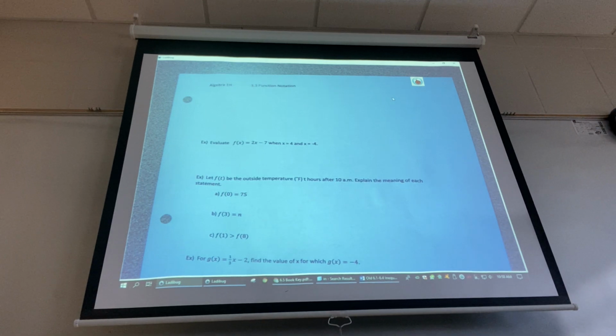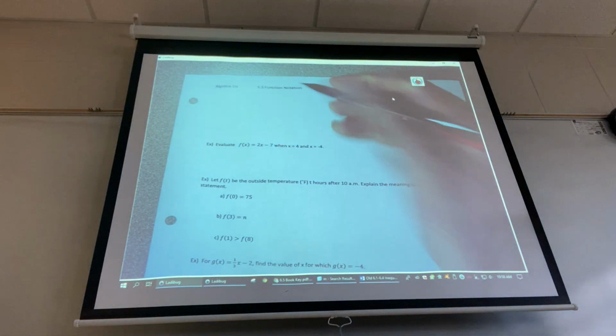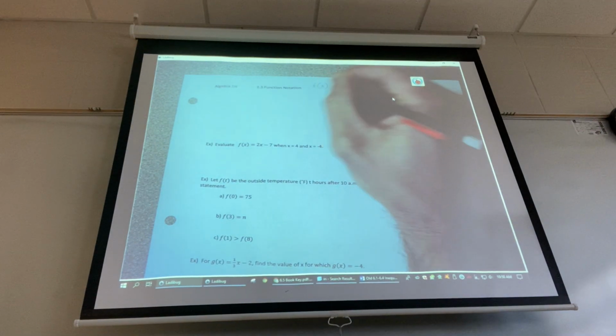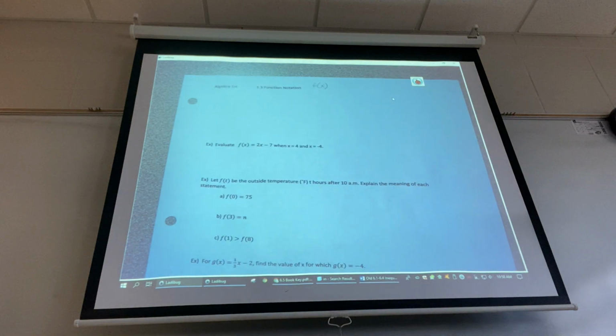All right. So, because functions are kind of important, somebody came up with function notation. So let's dive right in. Function notation. I'll just give you a preview. It looks like this. Okay, that's what function notation is.